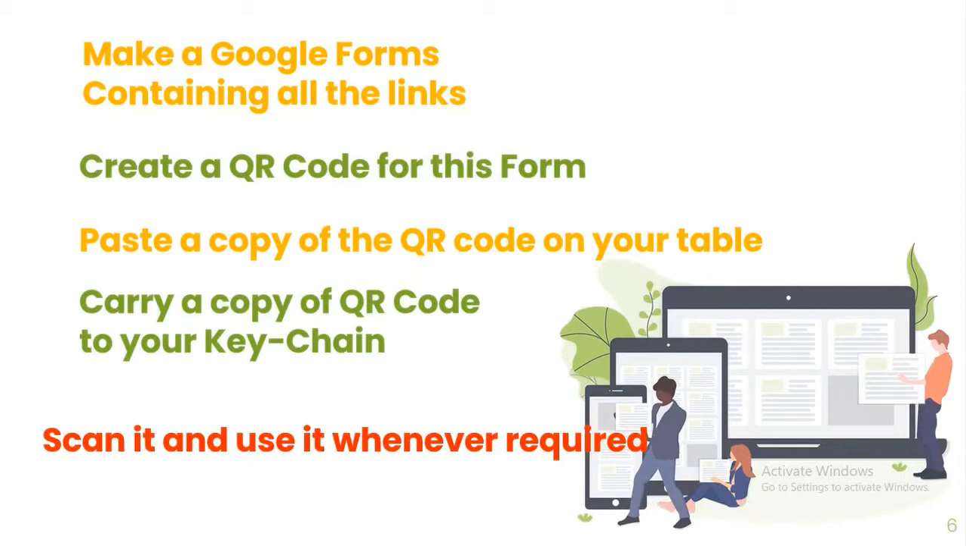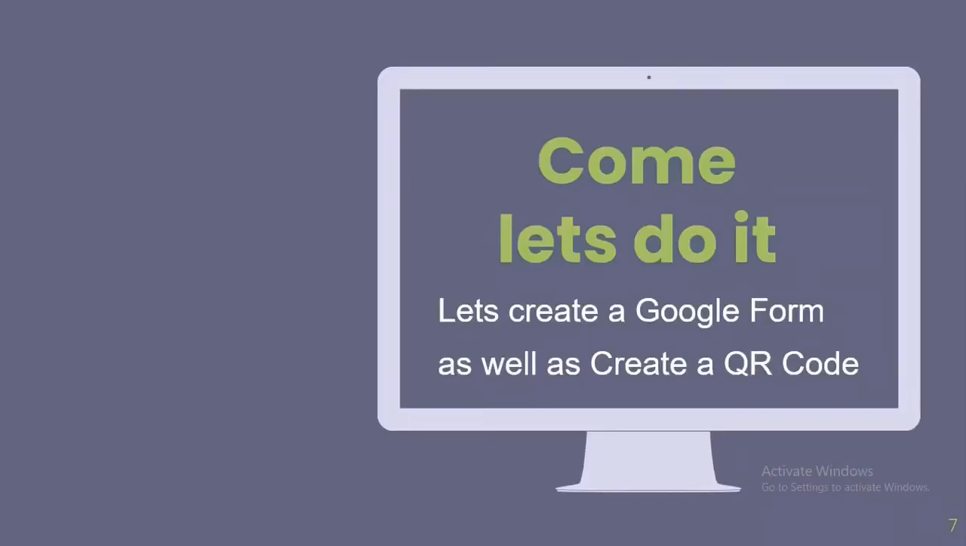So whenever we want to access digital office documents, you can just scan that QR code. It will list all the links for complaint management, water supply management, rest house management, and so on. Scan it and use it whenever required. So it will be easy. In the upcoming session, we are going to create one Google form to list out all the available Google Forms as well as the Google Sheets. Come, let's do it. Let's create a Google form as well as a QR code for that.